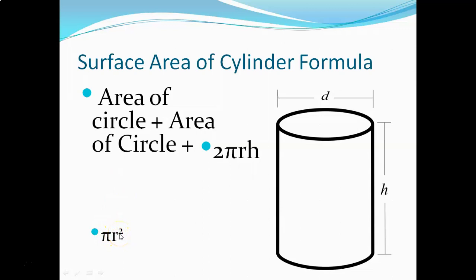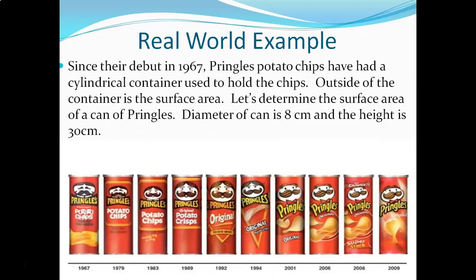You will then double that, because this circle up here has the same area as the circle down here. And then you'll need to find the area of a side. Now, the area of a side is a unique formula. It is 2 times pi times radius times height. Now, truthfully, I had to look that up myself. 2 times pi times radius times height. We will reiterate that during the video.